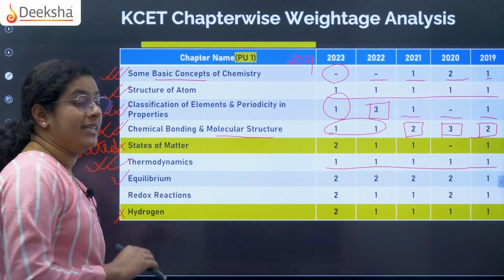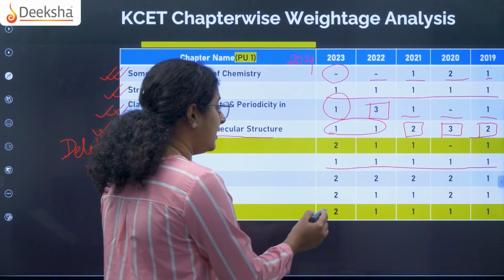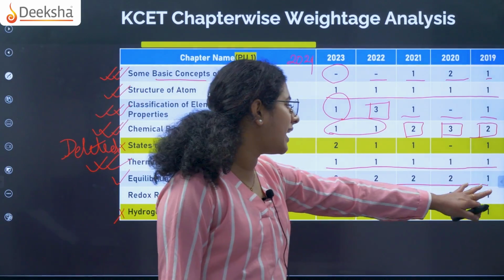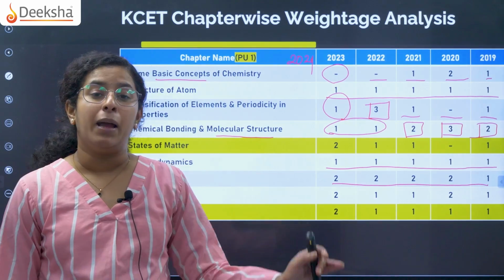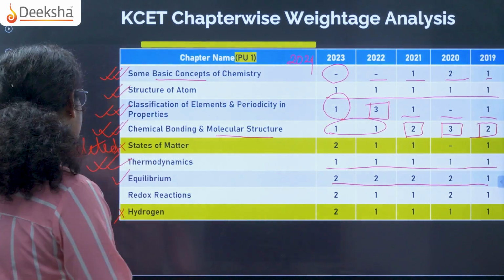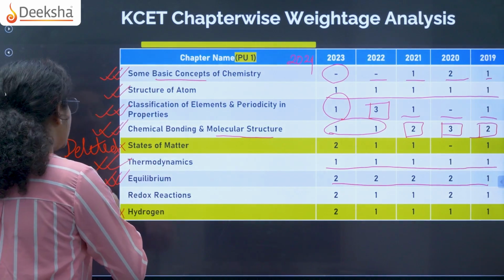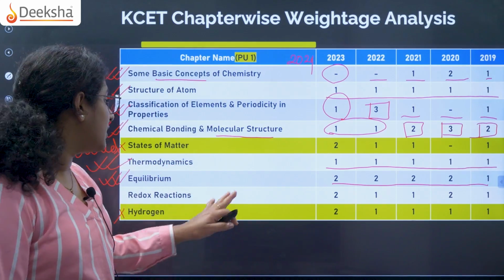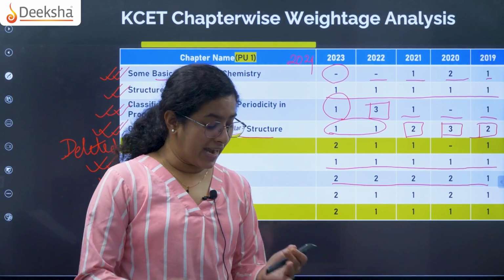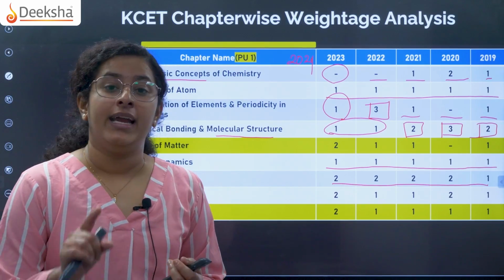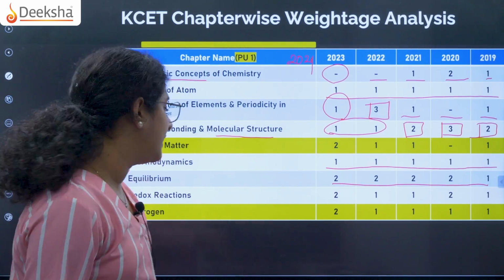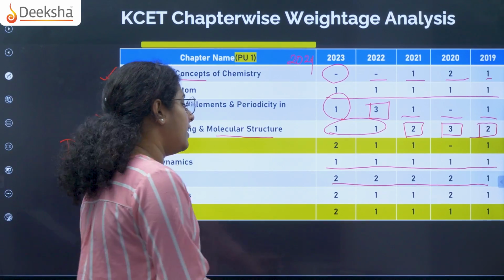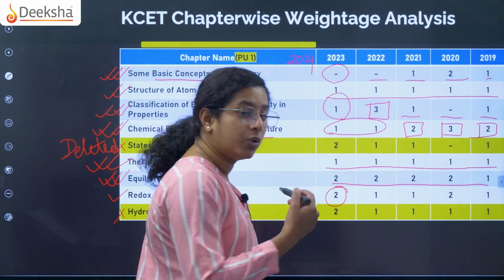Next one, equilibrium. Every year they have asked 2 questions; in 2019 only one question was asked. But remember, equilibrium is one of the important or must-do chapters. Why? Because they have asked 2 questions, and you have ionic equilibrium and chemical equilibrium. Then, when it comes to redox reactions, last year they asked 2 questions.